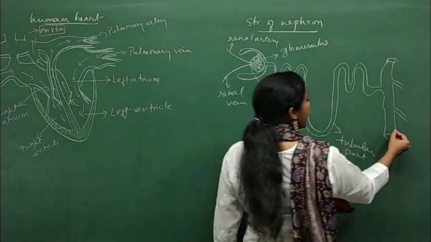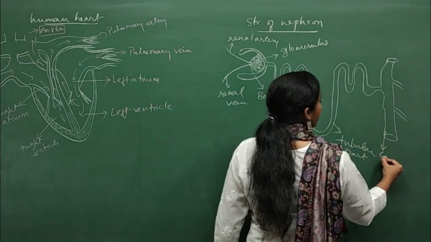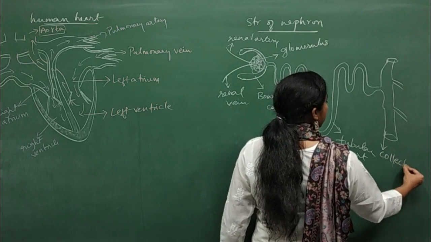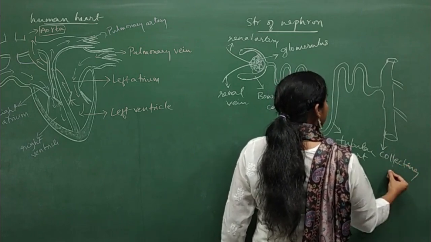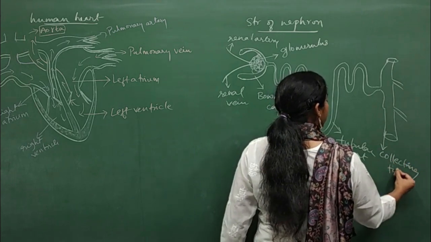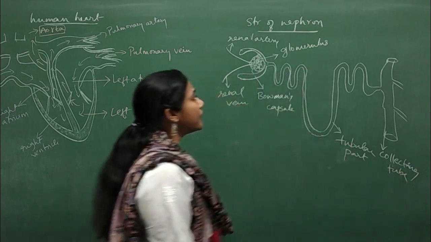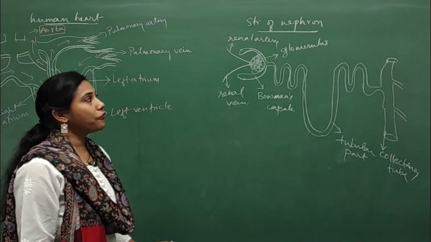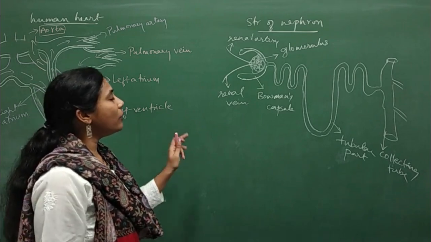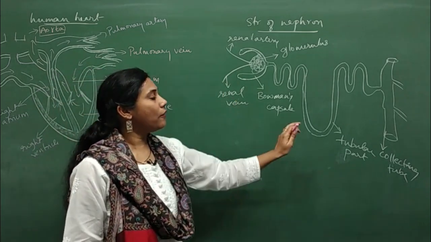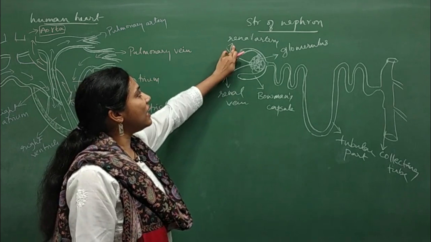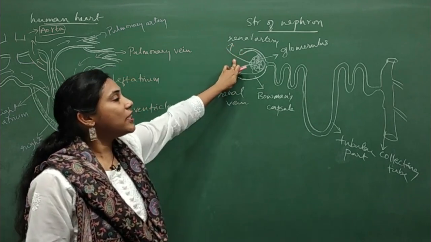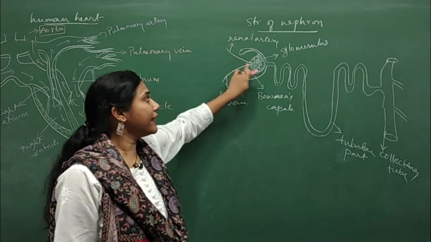Clear? And this is our collecting tube, collecting duct or tube, anything. Clear? So these are the different parts of nephron, and now let us see what is the function of each part. And the renal artery is the one which is bringing blood to the nephron.